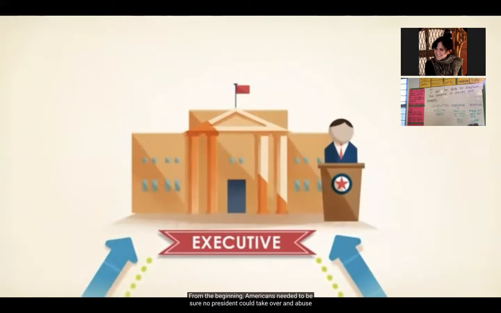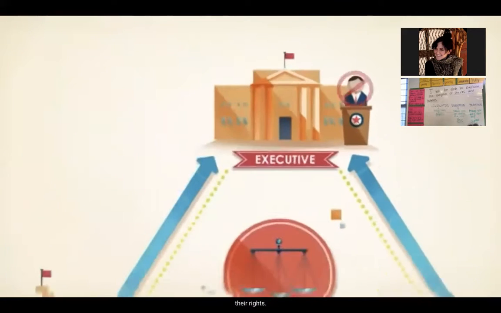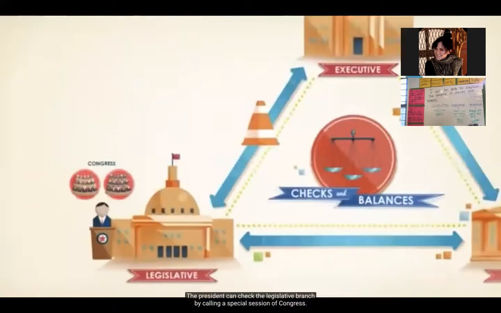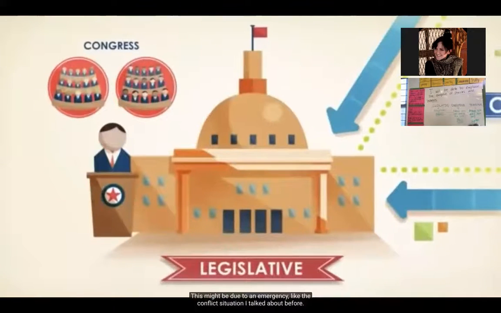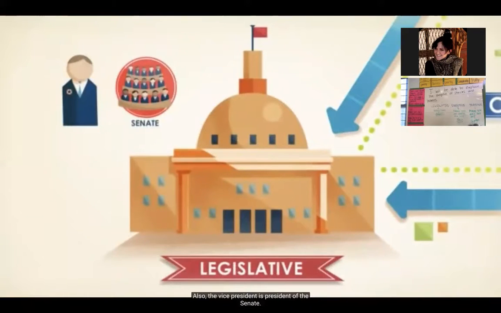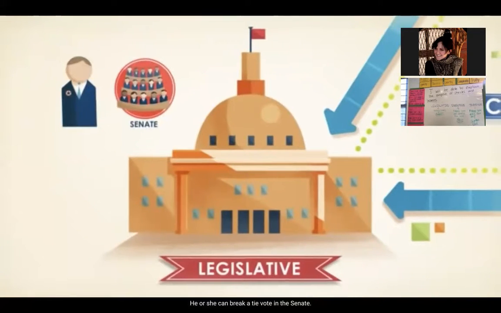From the beginning, Americans needed to be sure no president could take over and abuse their rights. The president can check the legislative branch by calling a special session of Congress. This might be due to an emergency, like the conflict situation I talked about before. Also, the vice president is president of the Senate. He or she can break a tie vote in the Senate.